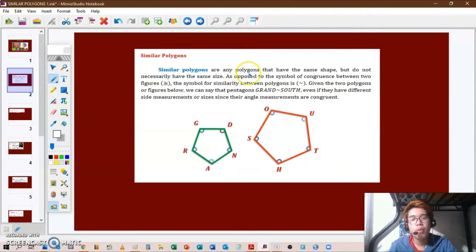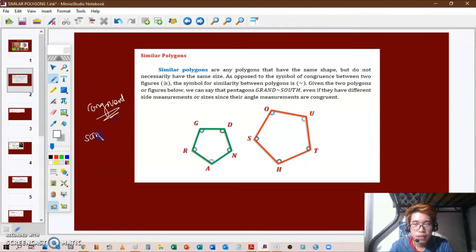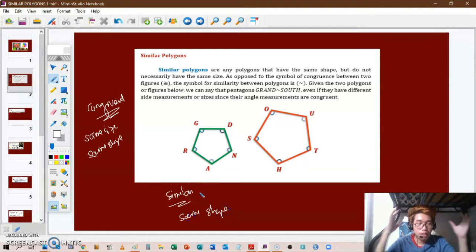So what are similar polygons? Similar polygons are any polygons that have the same shape but do not necessarily have the same size. When we say that two shapes are congruent, they must have the same size and the same shape. But if two polygons are simply similar, they only need to have the same shape. They do not necessarily have to have the same size.